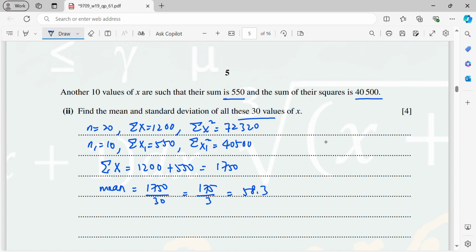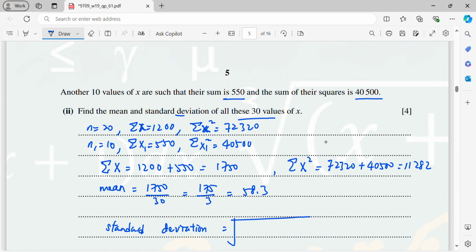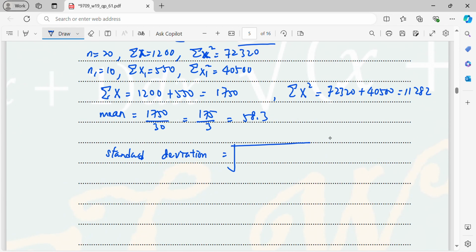Now, for the summation x squared, that is going to be 72320 plus 40,500, and this is going to be 11282. So now my variance, or the question is asking for the standard deviation. So the standard deviation is the square root of the new sum squared.